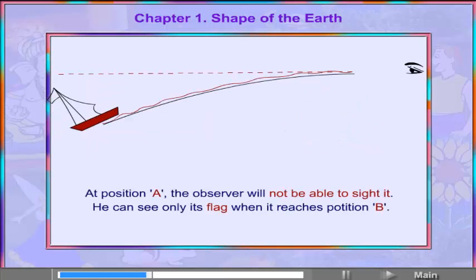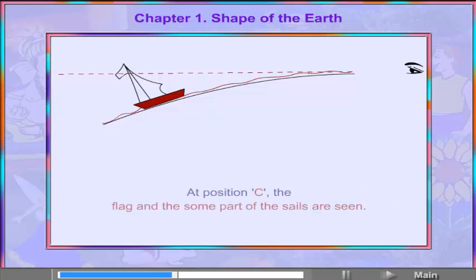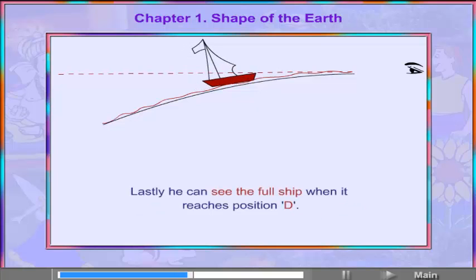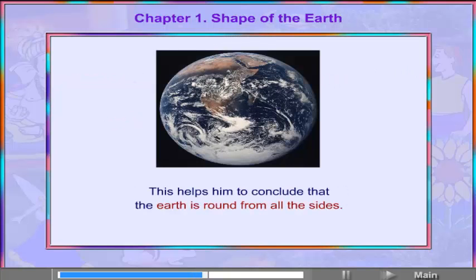At position A, the observer will not be able to sight it. He can see only its flag when it reaches position B. At position C, the flag and some part of the sails are seen. Lastly, he can see the full ship when it reaches position D. This helps him to conclude that the Earth is round from all the sides.